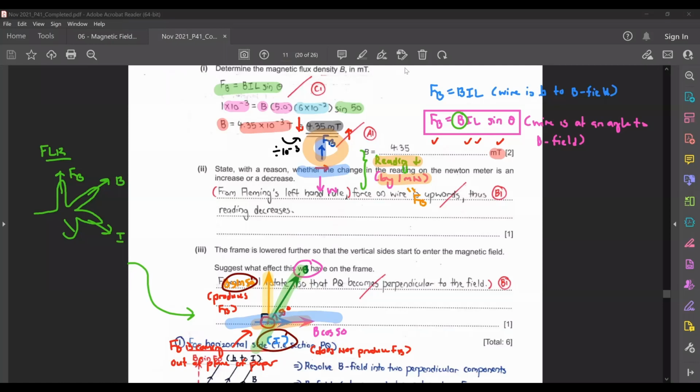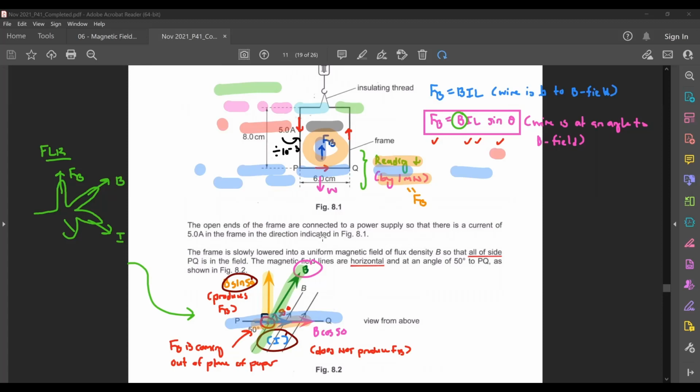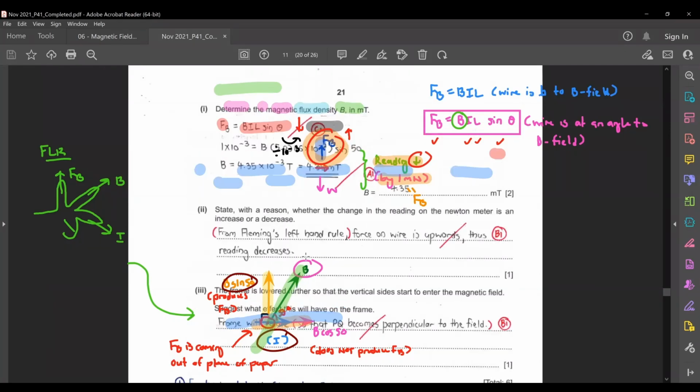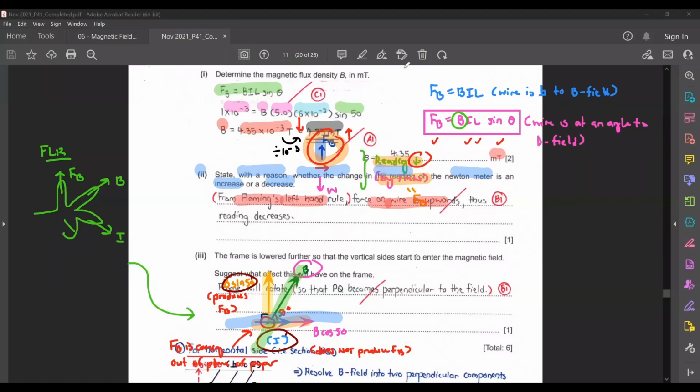And then you move on to part 2: state with a reason whether the change in the reading on the Newton meter is an increase or a decrease. So right now, if you look back at the original diagram that I drew out for you, your magnetic force was actually acting upwards. So it's pushing up, opposing your weight. So by right, the reading must be decreasing. Okay, so how will you write your answer? You just write it in this manner here. You just say that the force on the wire is upwards from Fleming's left-hand rule, thus your reading decreases. Okay.